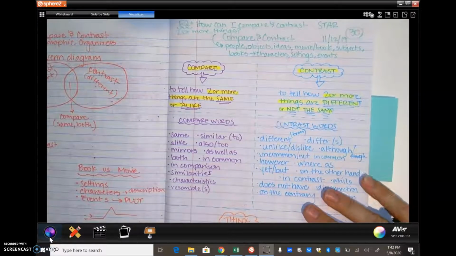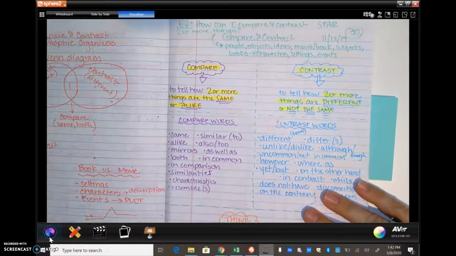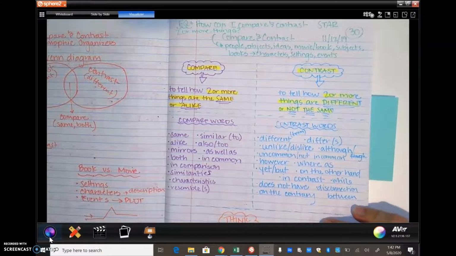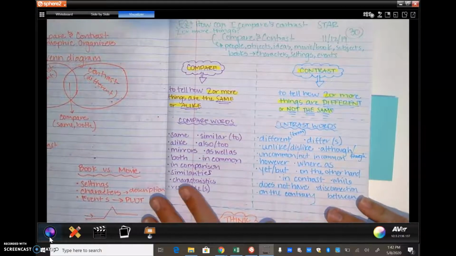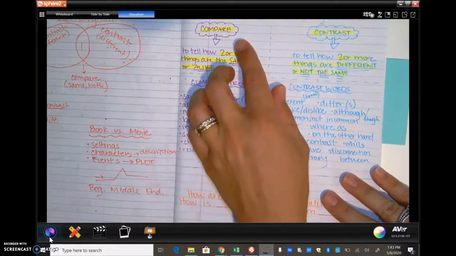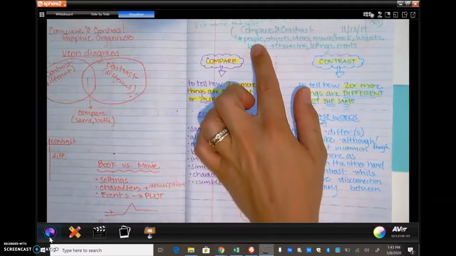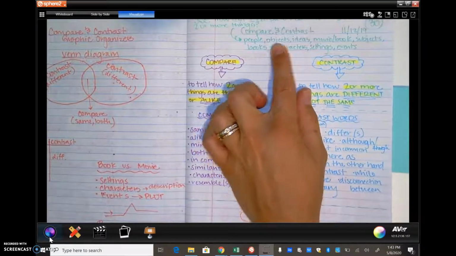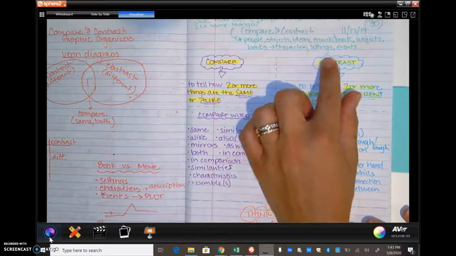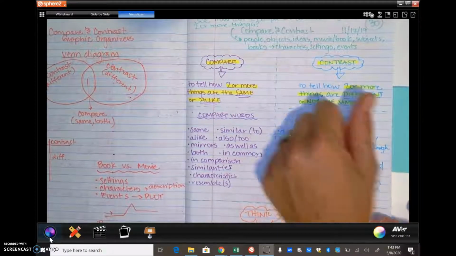All right, guys, I'm going to very quickly review compare and contrast with you. We have done comparing and contrasting all school year. You guys have done it for many years. So I'm going to quickly review because this week you will be comparing and contrasting first-hand accounts to a second-hand account, okay? So when we compare and contrast, you can compare and contrast things such as people, objects, ideas, movies, books, subjects, character settings within books and events.